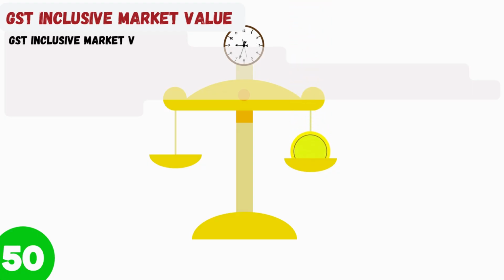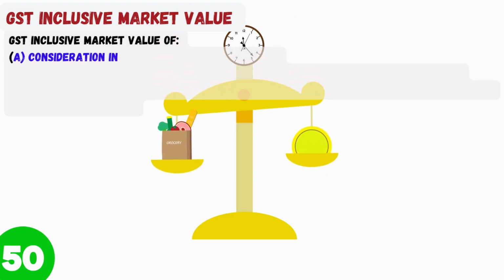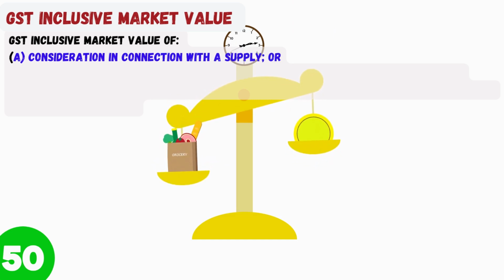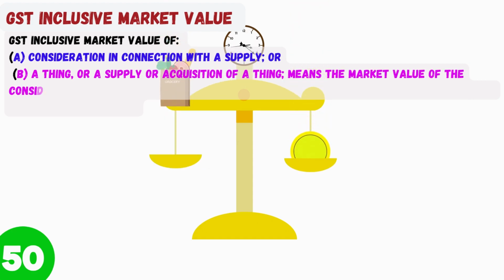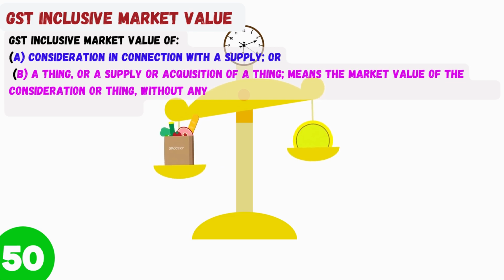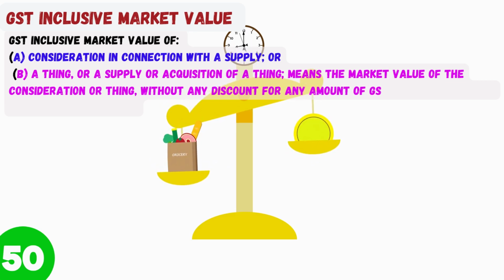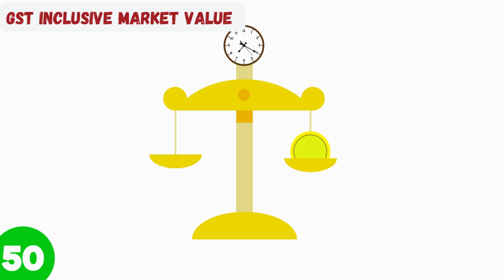Word number 47. GST inclusive market value of a. consideration in connection with a supply, or b. a thing, or a supply or acquisition of a thing, means the market value of the consideration or thing, without any discount for any amount of GST or luxury car tax payable on the supply.